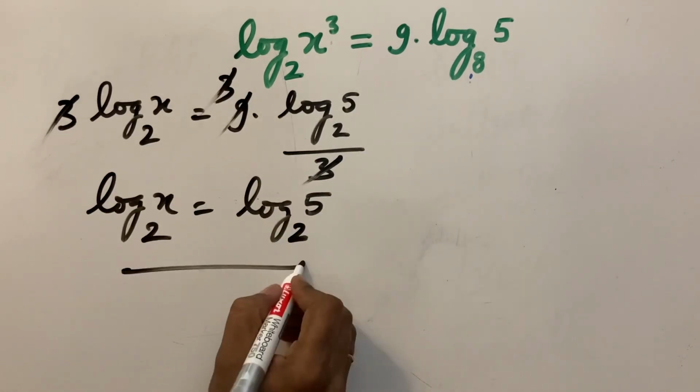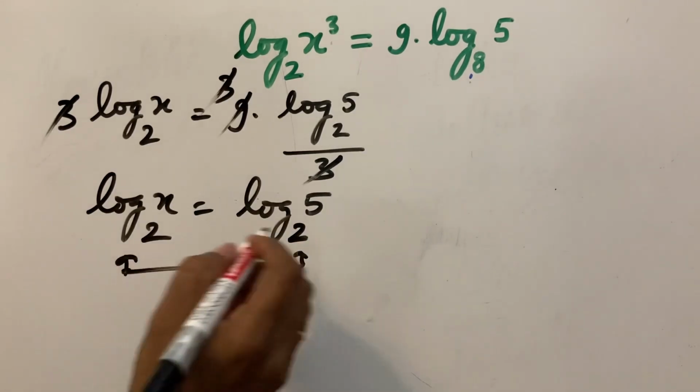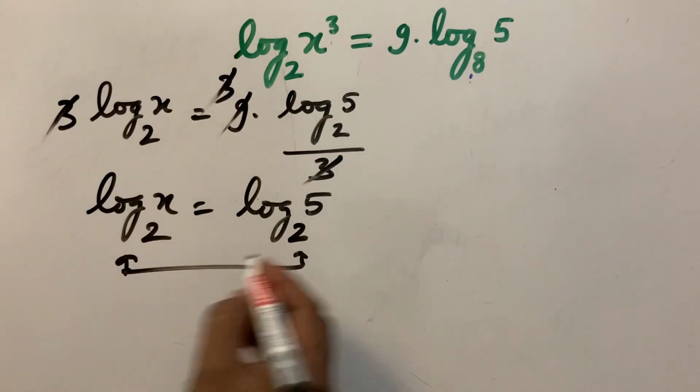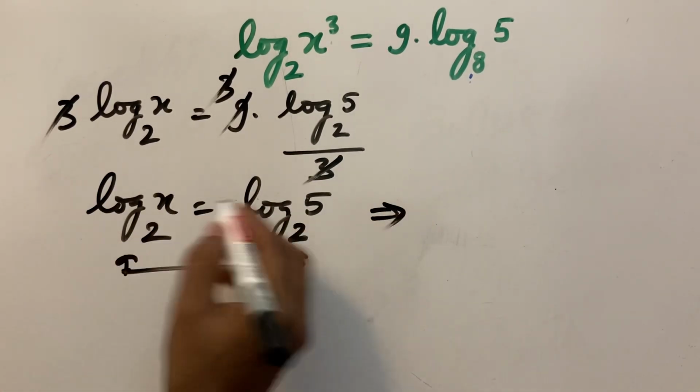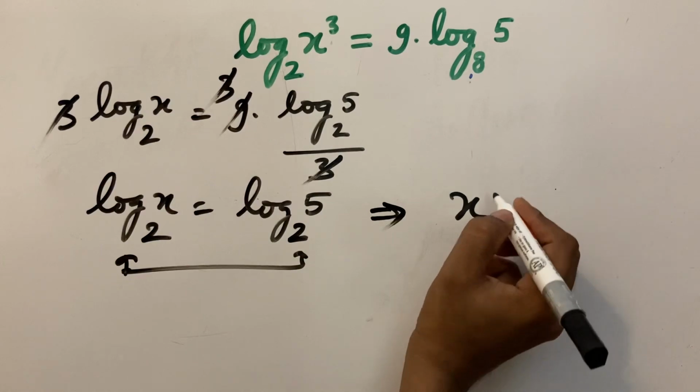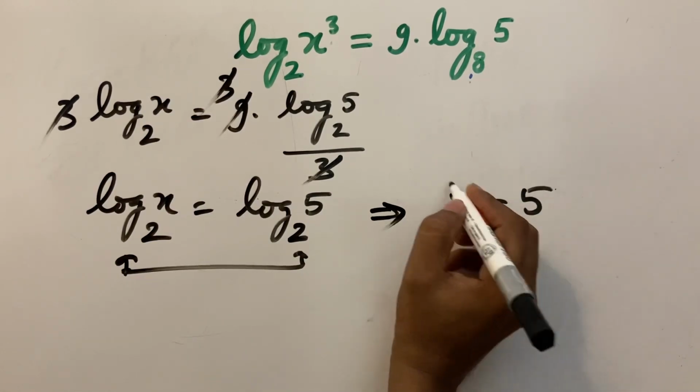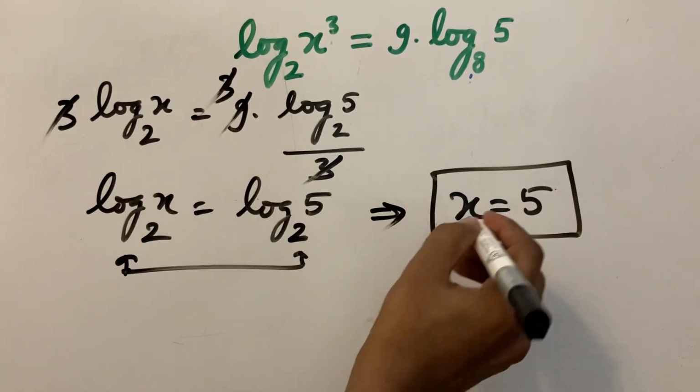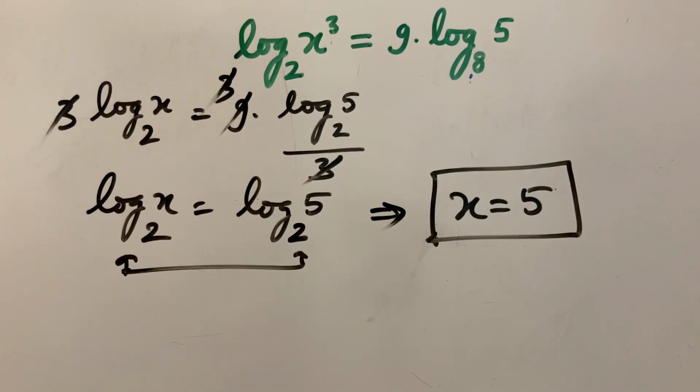So as we can see, on both sides the bases are the same, so both can be compared. So with comparison we can say that x is equal to 5. So x equals 5 is the answer for this question.